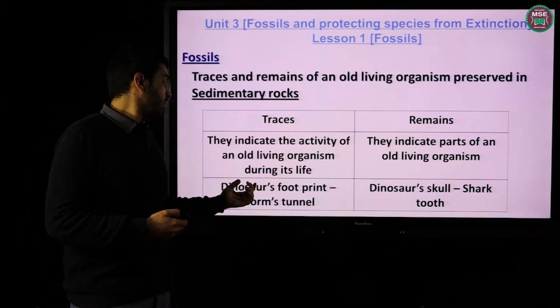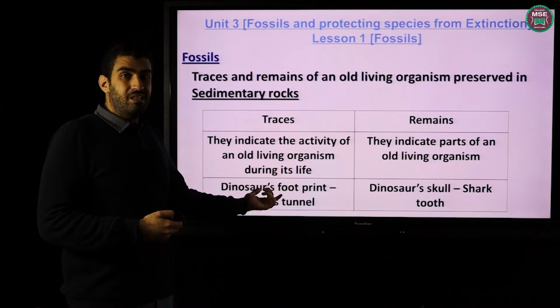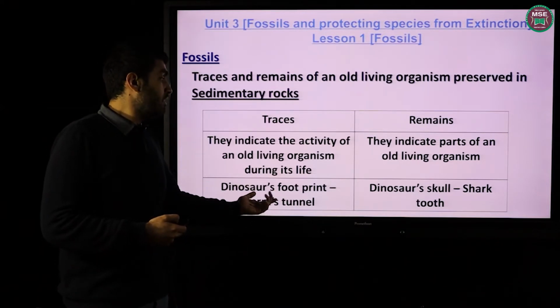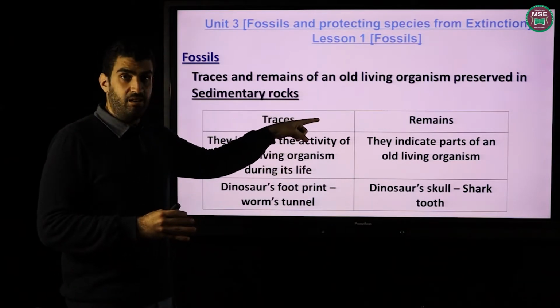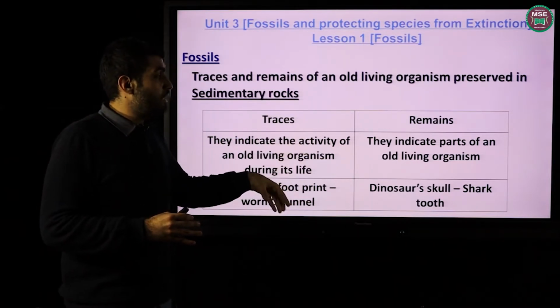Okay? For example, dinosaur's footprint is a trace. Worm's tunnel is a trace. Dinosaur's skull is a part, so it's a remain. Shark's tooth is remain. Okay?